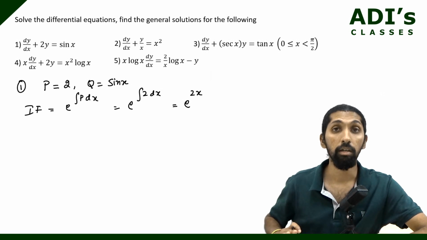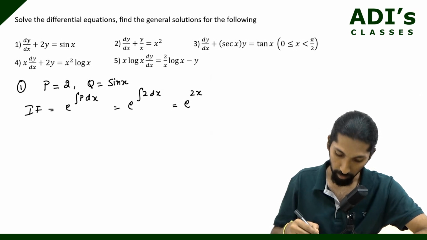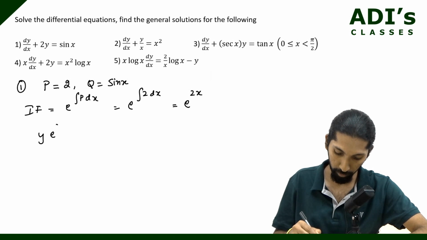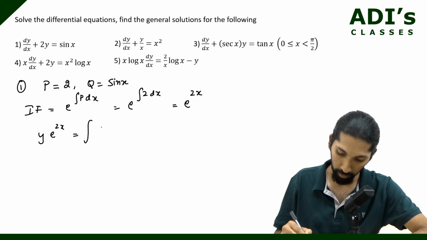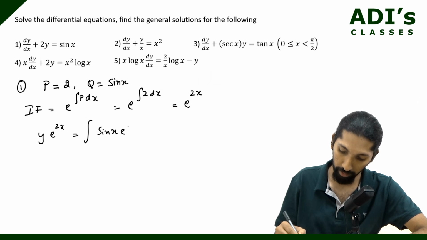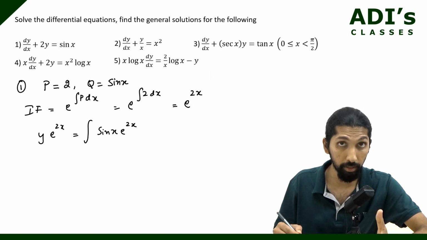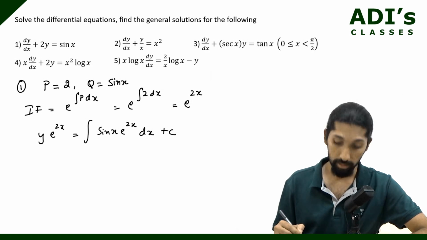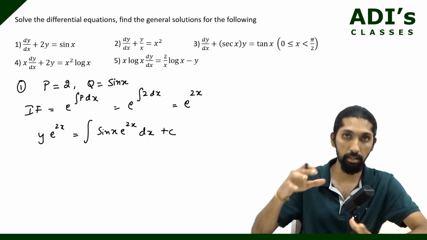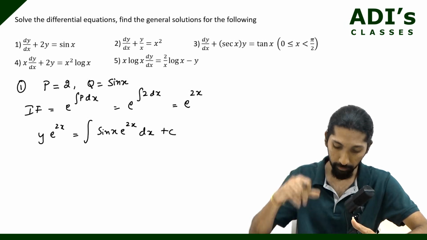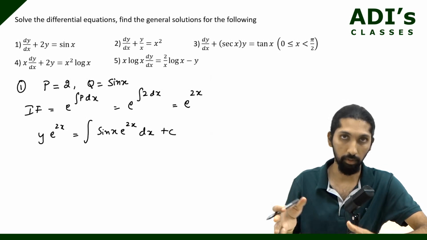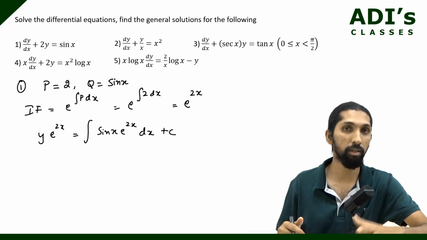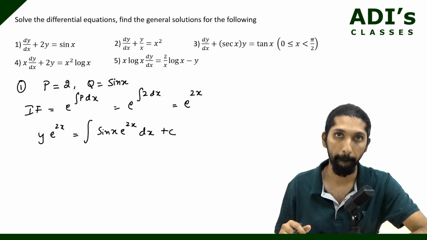Now let's do the final solution part, which is y into the integrating factor, which is y into e to the power of 2x, equals the integral of sin x into e power 2x dx plus c. Now, sin x into e to the power of 2x. Guys, this is the integrating part, correct? So we'll take that aside and do that part, because y into e power 2x is very simple, we just keep it aside, okay?